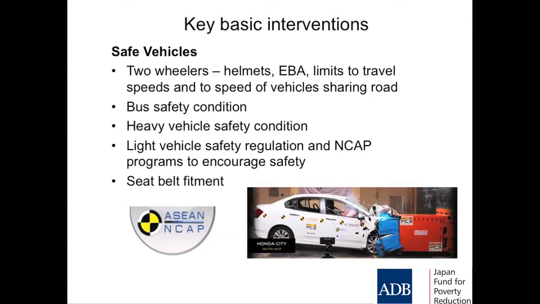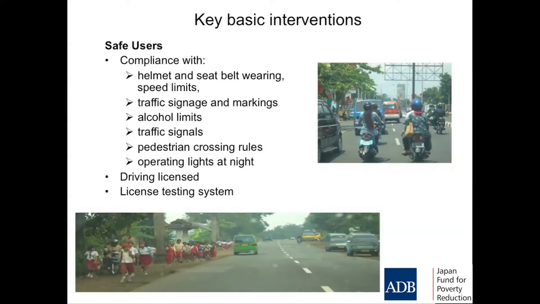EBA is Electronic Brake Assist. It's a torque controller on motorbikes, new technology, that's a great way of preventing a lot of the bike loss of control on curves. Again, other key basic interventions, the bread and butter stuff of road safety. Safer users: compliance with helmet and seatbelt wearing, with speed limits, with alcohol limits, traffic signals, pedestrian crossing rules, operating lights at night on the back of trucks.